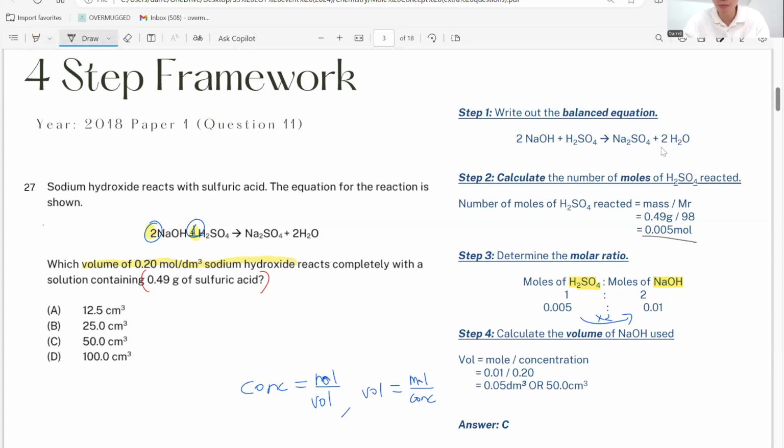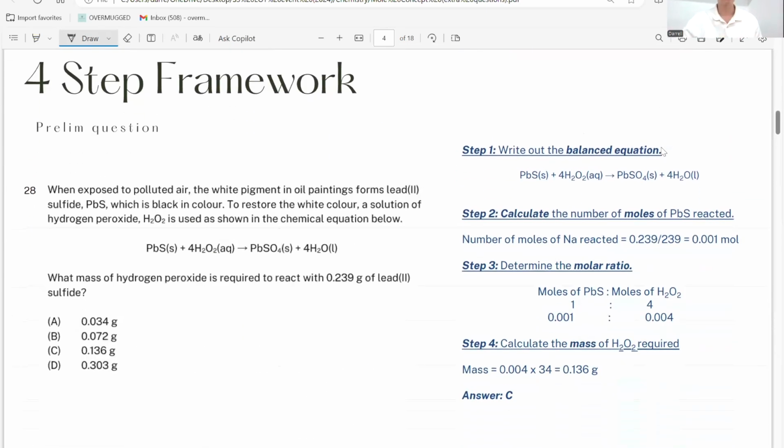Then this 0.005 came from the calculation in the previous step so that you can find what you're looking for, which is the number of moles of sodium hydroxide. So how to compare mole ratio is based on the numbers you get from the equation. Okay, if not, I will take a look at question 28.